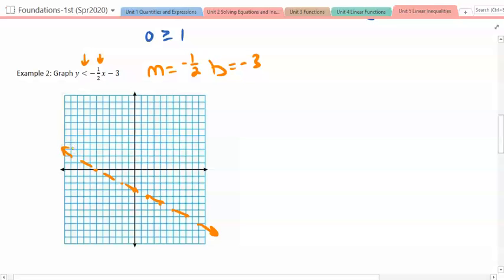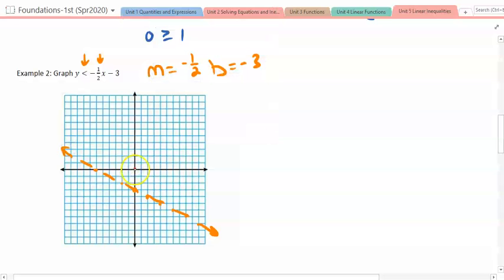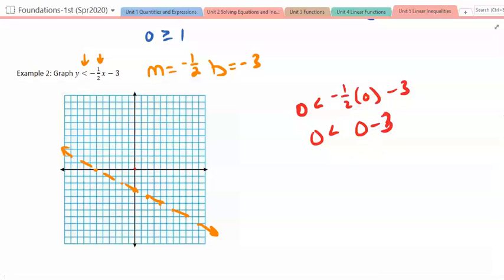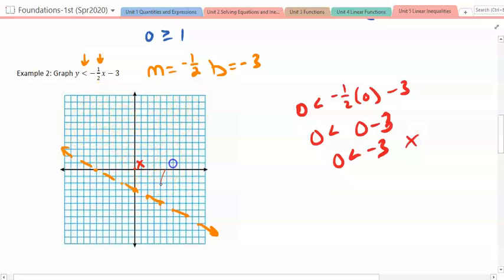Now, here comes step 3, the shading. Where's the shading going to go? My line does not go through the origin, so I'm going to test the origin. So I'm going to do 0 less than negative 1/2 times the 0 minus the 3. So 0 less than 0 minus 3. So is 0 less than negative 3? Is 0 less than a negative number? No, it is not. So this test point again fails, so my shading will not be where that x is. My shading will not be there, but it'll be on the opposite side of the line.